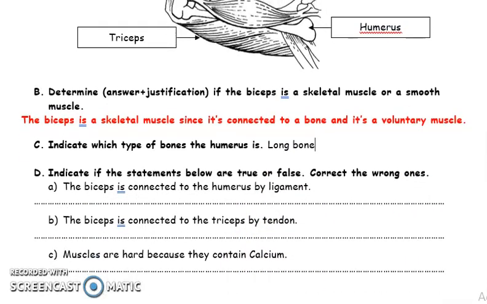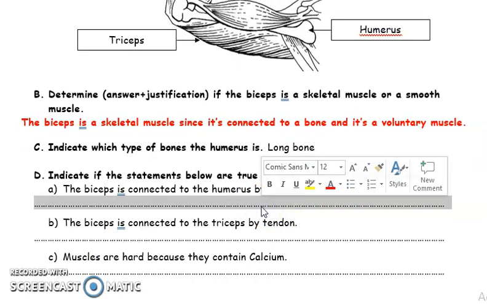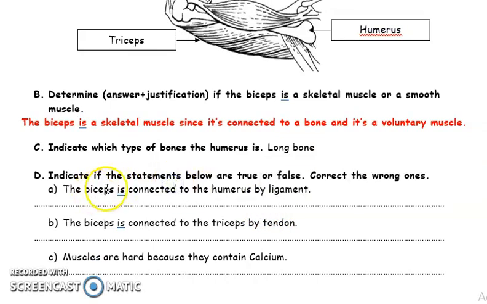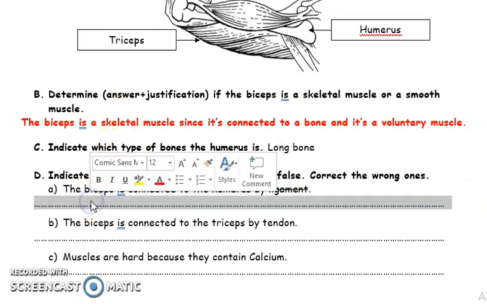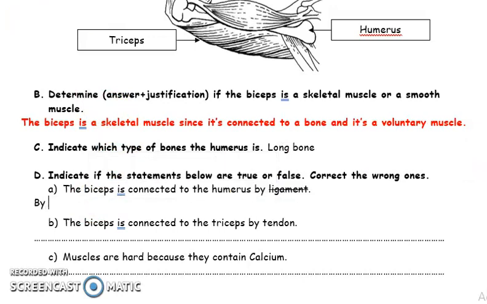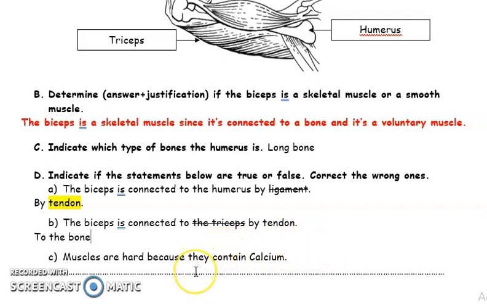True or false? The biceps is connected to the humerus by ligament. The biceps is a muscle. The humerus is a bone. This is wrong. Muscles are connected to the bones by tendons. Tendons connect muscles to bones. The biceps is connected to the triceps by tendon. This is wrong. The biceps is connected to the bone by a tendon. I just said it. Muscles are connected to bones by tendons.